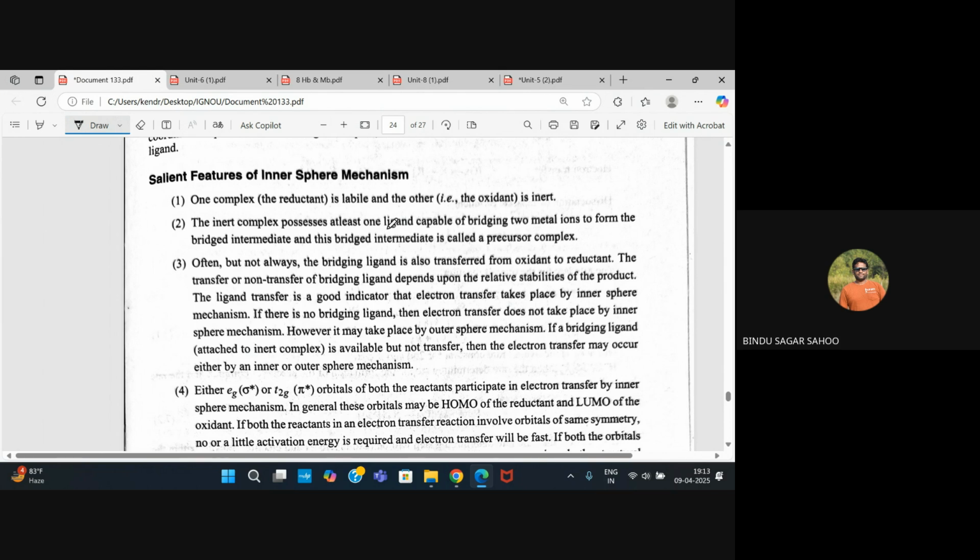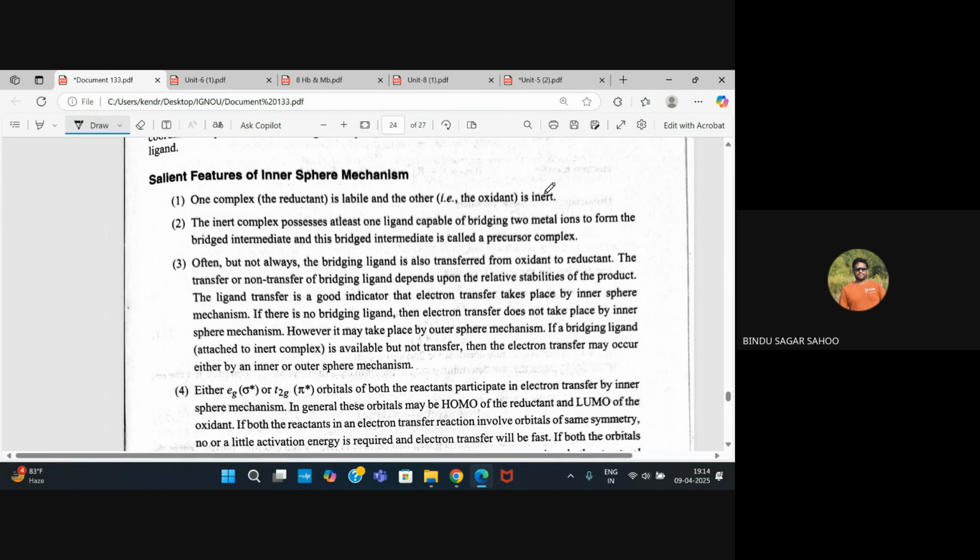That means in which part? In the oxidizing agent, or the oxidant, or the inert complex part, there must be a bridging ligand. Bridging ligand means particularly a ligand that can contain two lone pairs of electrons, with good nucleophilicity, so that it can donate to two metal atoms or two metallic complexes. We cannot say water is a bridging ligand.